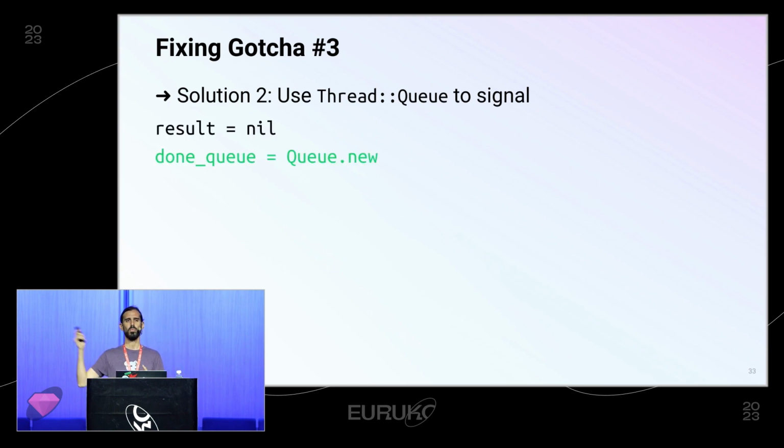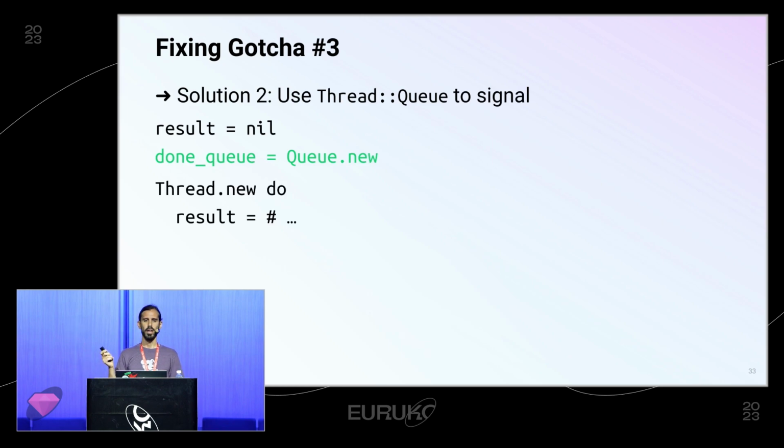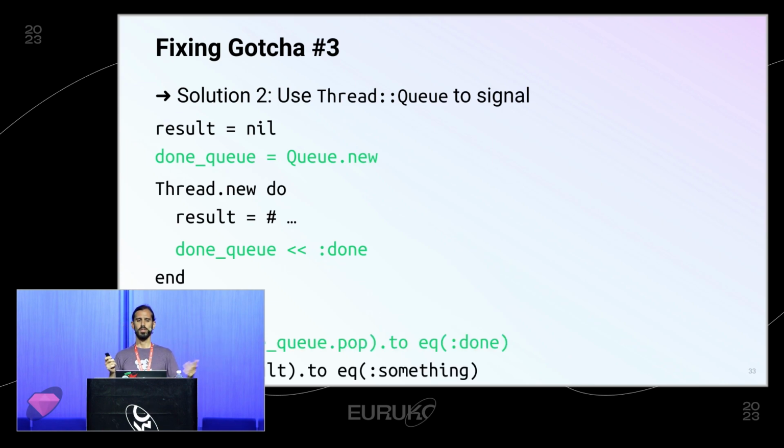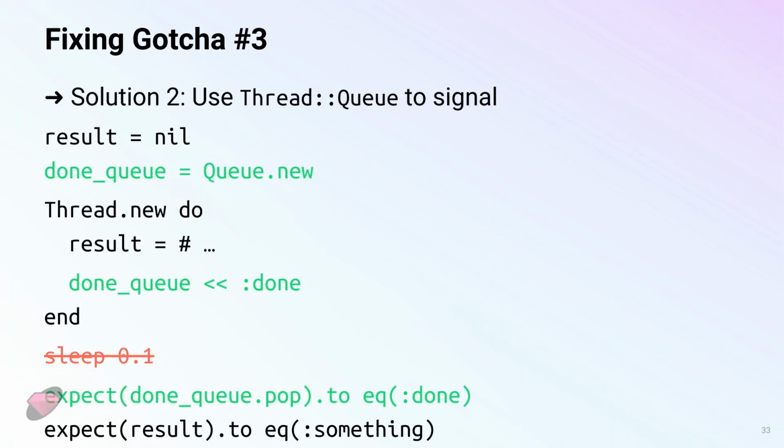So in this example, we create this done queue. And what we do is, when we create the thread, we at some point put something on the queue. It can be as simple as a symbol saying done. And then you don't need the sleep, and you just wait. You use the pop function to wait for something to come in the queue. And when that something is done, you know that that thing is finished.